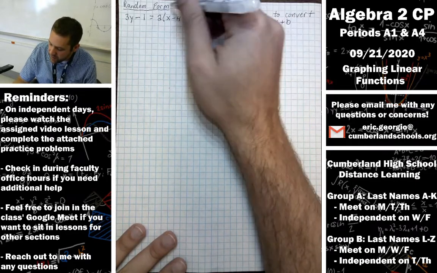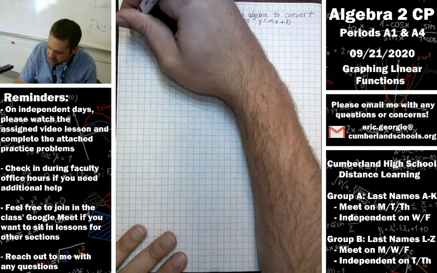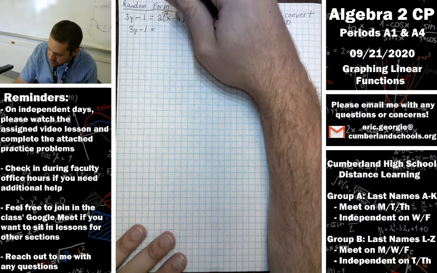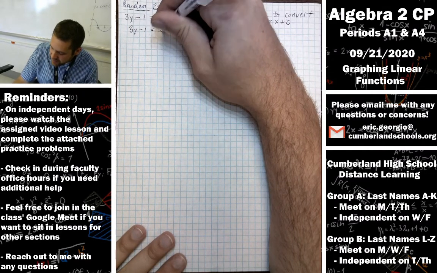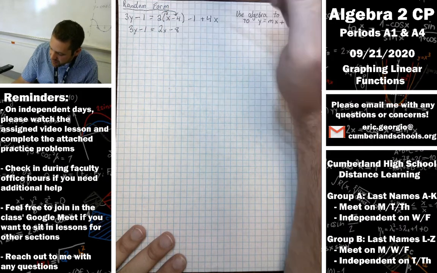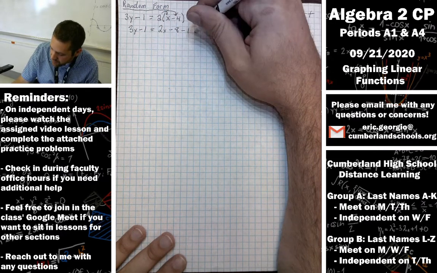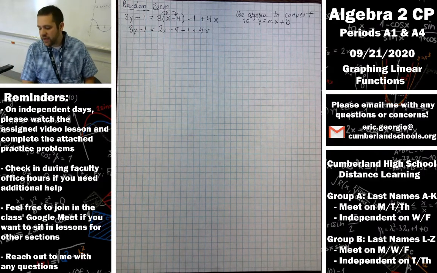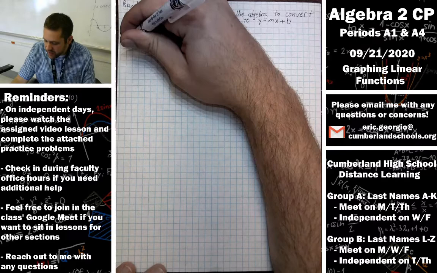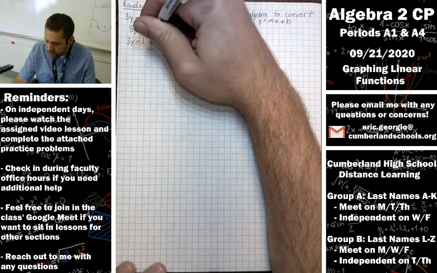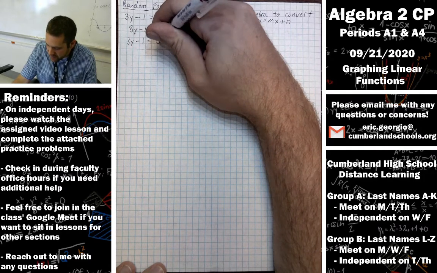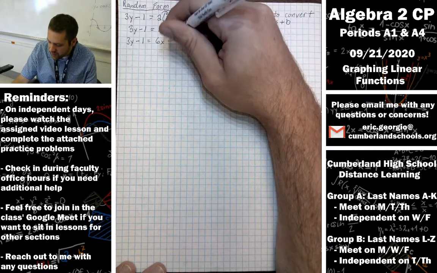In order to do that, I want to clean up the right side a little bit. I'm going to leave this 3y minus 1 for now. Cleaning this up, we'll do a little bit of distributing there. We'll get 2x minus 8, 2 times negative 4, minus 1 plus 4x. Now we can combine like terms on the right side. Again, I'm going to leave the 3y minus 1 for now. Combining like terms here, I would get 2x plus 4x is 6x. Negative 8 minus 1, negative 9.